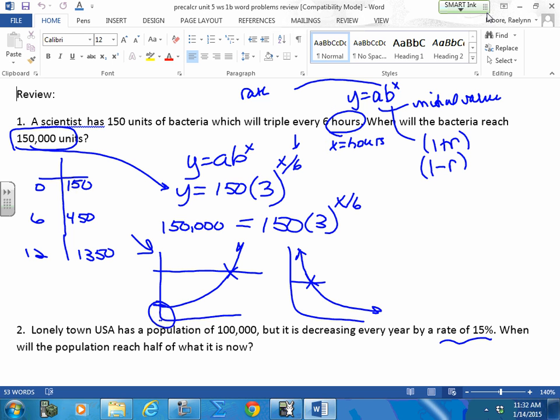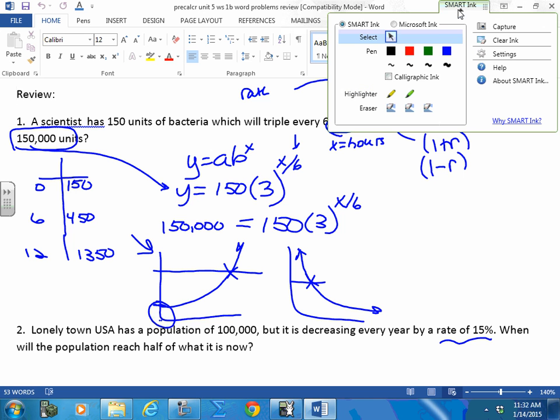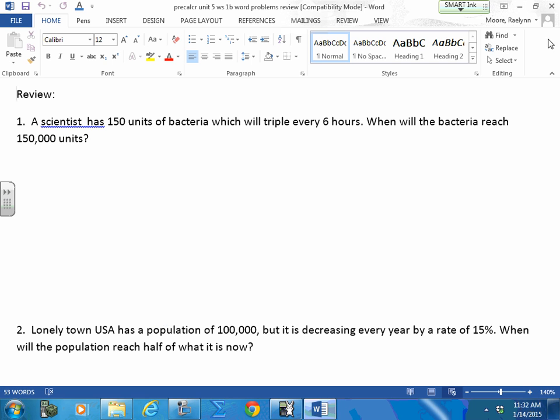Questions? Very simple. AB to the X. Okay? You guys try the next one. I'll erase this and you try the next one. I don't think I can move this up. Can you read it down there? We've got a population that's decreasing. It's not cutting in half, but it's decreasing. Set up a formula for it, and let's check the formula.